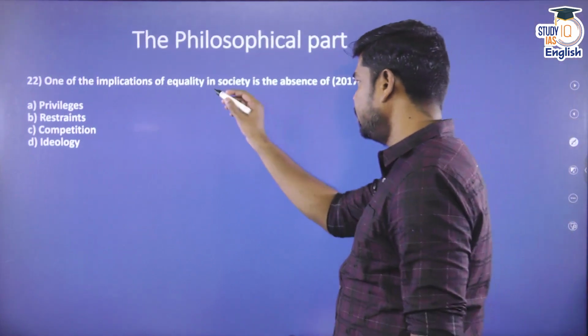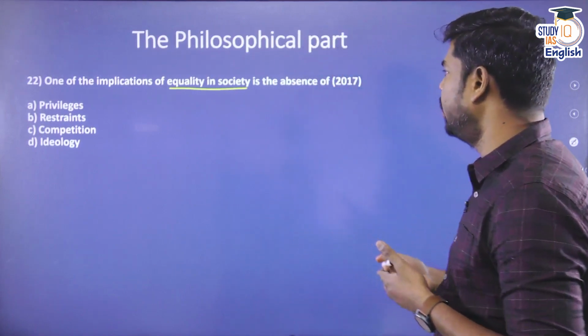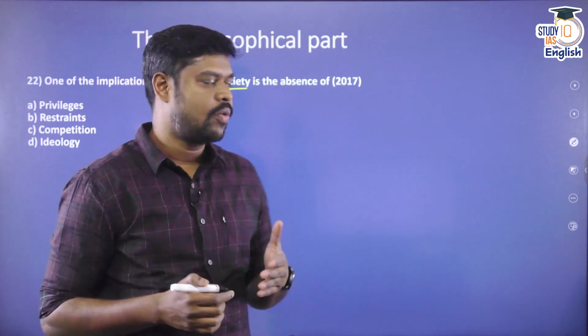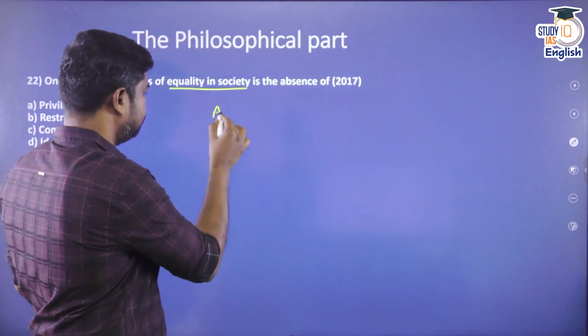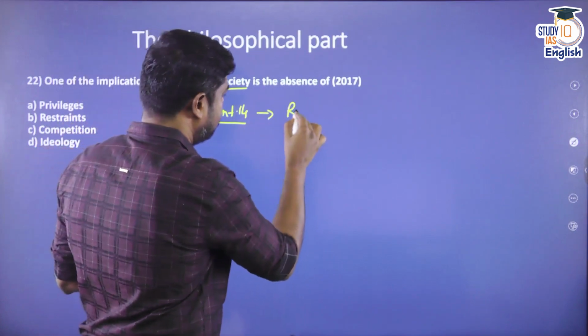One of the implications of equality, the next question. One of the implications of equality in the society is absence of what? In fact, the very idea of providing Article 14 is to provide for the right to equality.